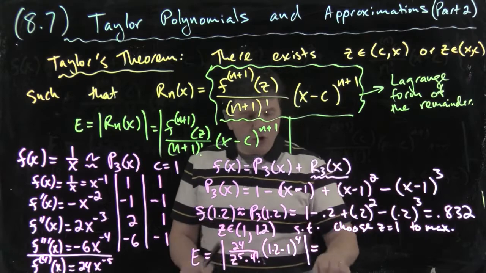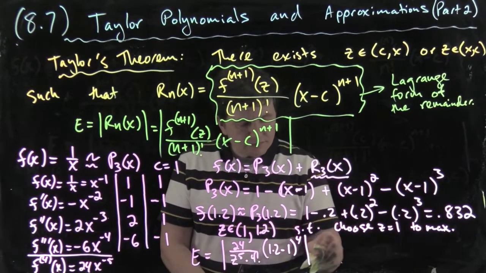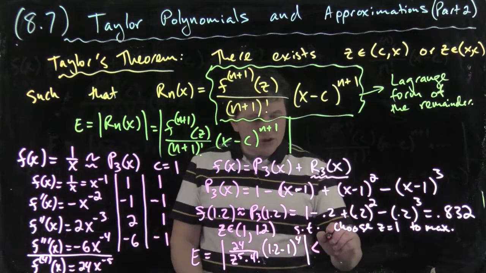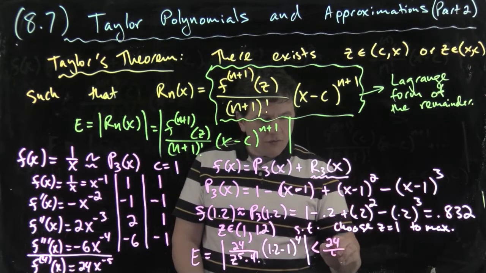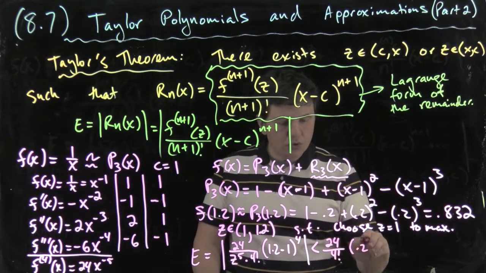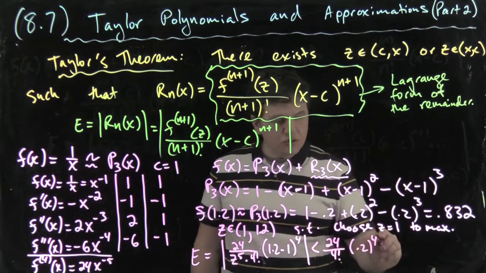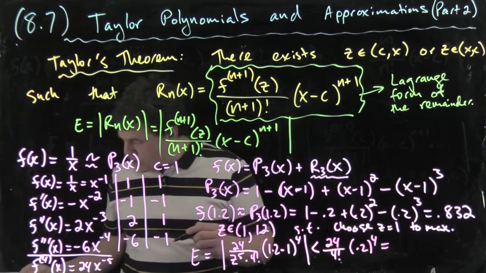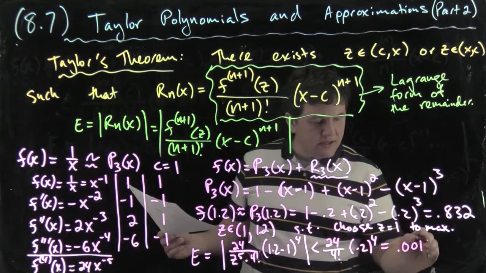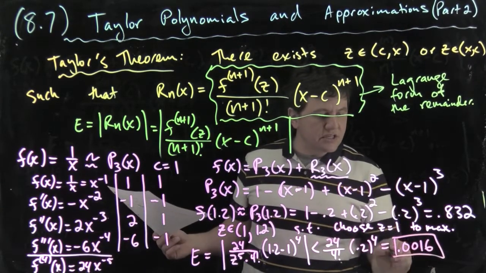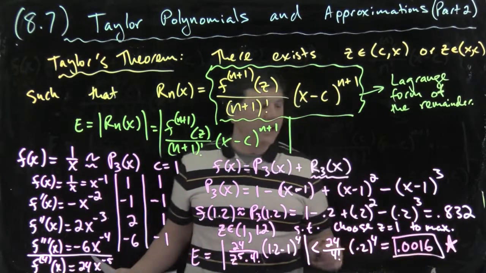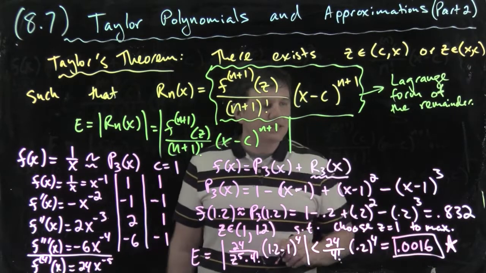So now I know that this is going to be less than, choosing z to be 1, 24 over 4 factorial times 0.2 to the 4th. 4 factorial is 24, and 0.2 to the 4th is equal to 0.0016. Now we refer to this as the error bound. This is the most the error can be. We know the error is less than this term.